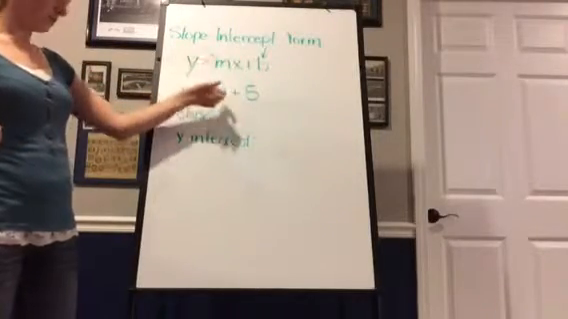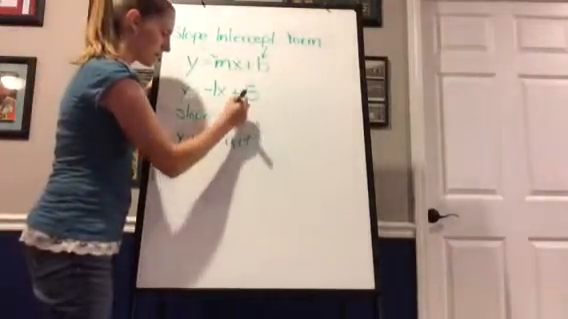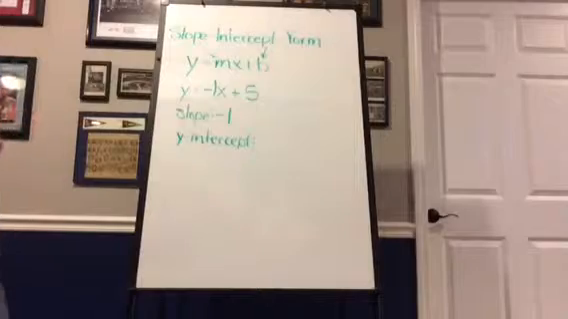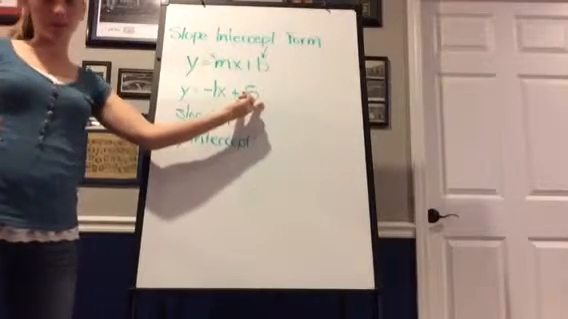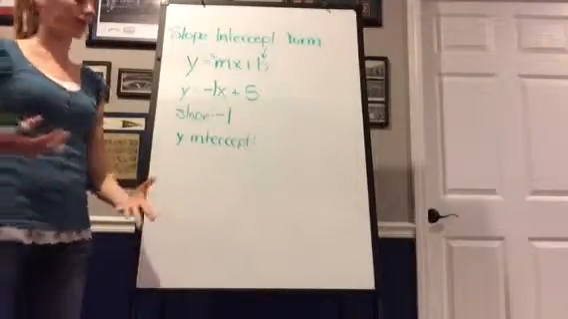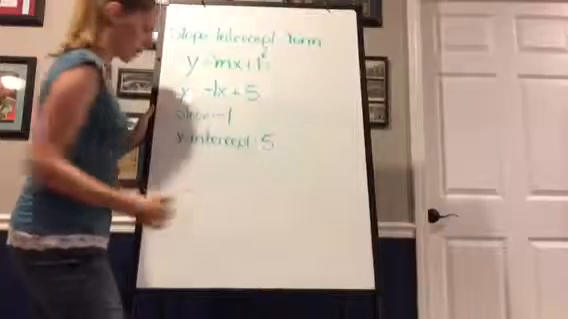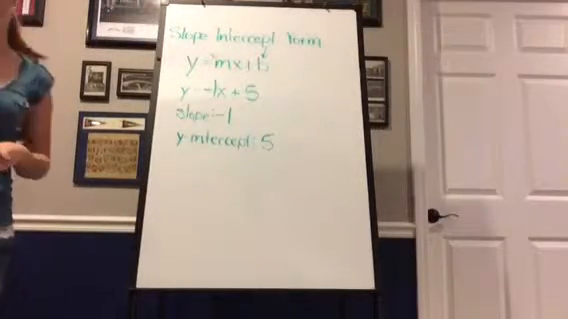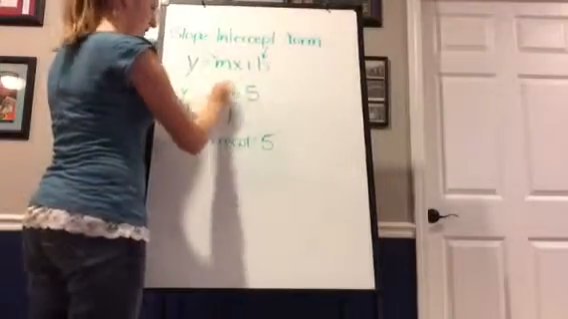Our slope is just the number in front of x. Well, now that I've written in the 1, I know that my slope is a -1. My y-intercept is still that last number. Okay, this is a plus 5, so that means my y-intercept is a positive 5 right here. So I put 5 for the y-intercept, and that's my answer. Okay, last one, number 6.